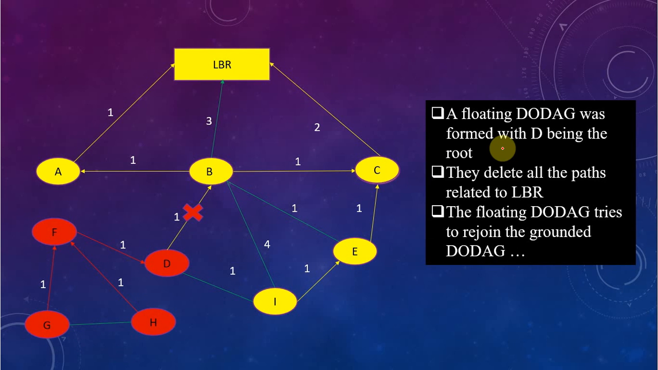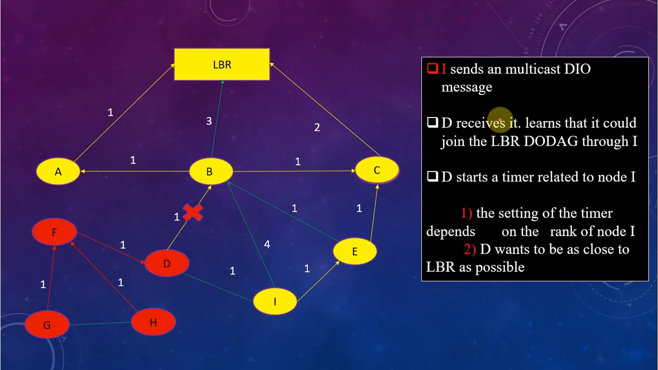So now a floating DODAG was found with D being the root. D is the root, and this one which is colored in red is a floating DODAG which is not connected to the ground. The floating DODAG tries to rejoin the ground. So this floating DODAG, as I said, will try to connect again with the ground.